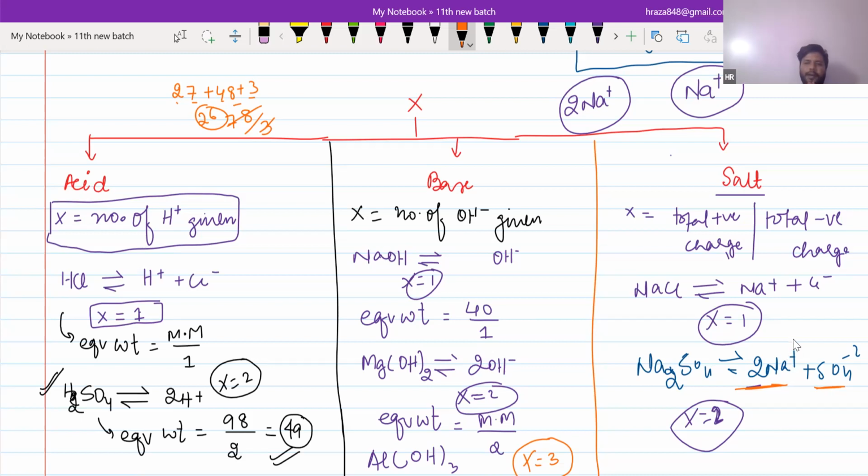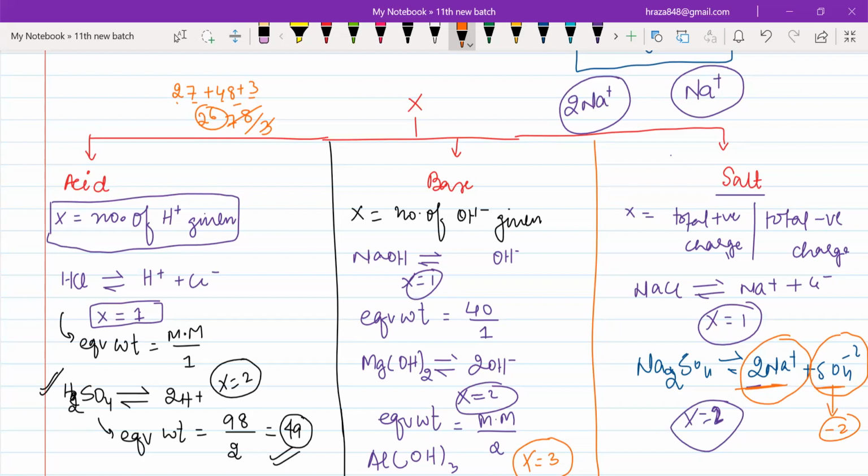See, how did you get 2? Total positive charge is 2. Think of the negative charge separately. What is the negative charge? Minus 2, for SO4 minus 2. What is the positive charge? Na plus is 1, so if you multiply it by 2, the total positive charge will be plus 2.